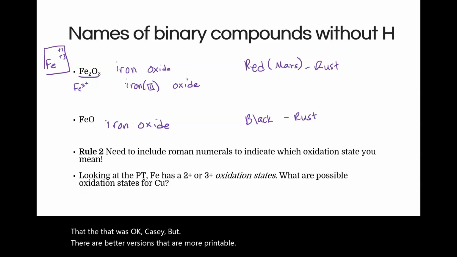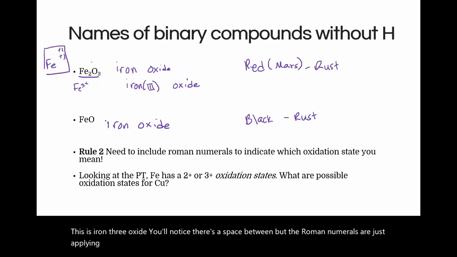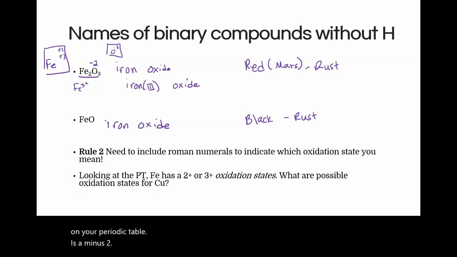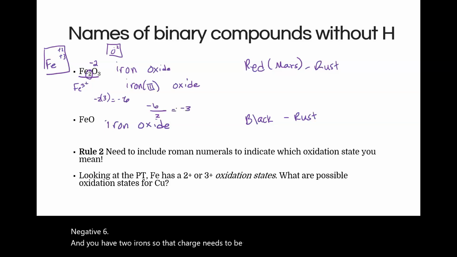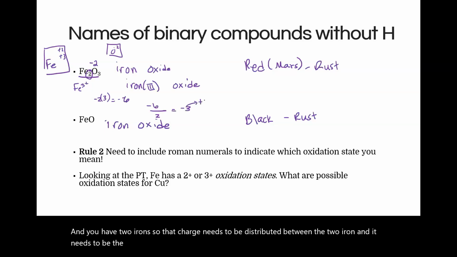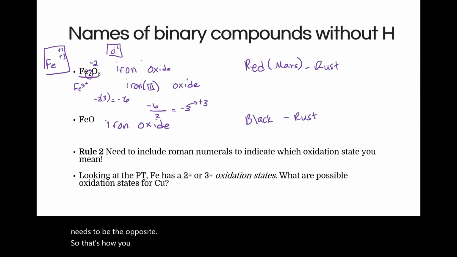So this is iron 3 oxide. You'll notice there's a space between, but the Roman numerals are just applying to the iron. And we get to that because the only charge oxygen has on your periodic table is a -2. And so -2 times 3 is -6. And you have 2 irons. So that charge needs to be distributed between the 2 iron, and it needs to be the opposite. So that's how you get to it. It's a little bit of algebra.